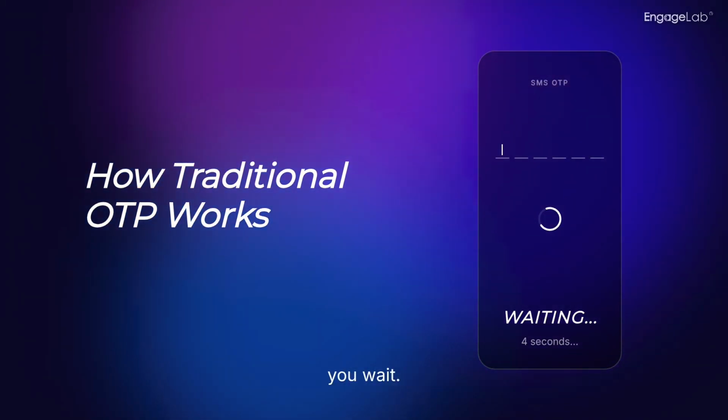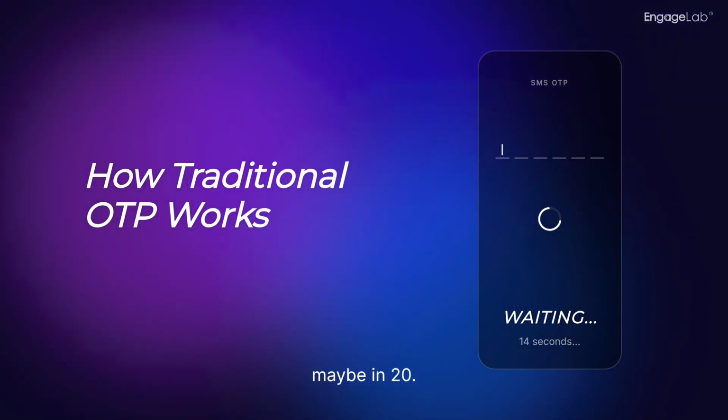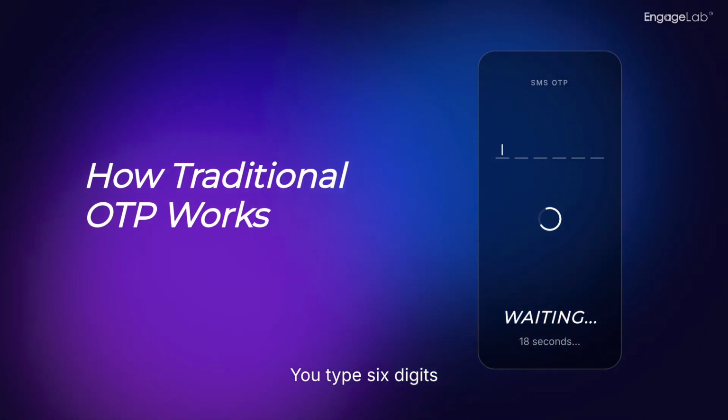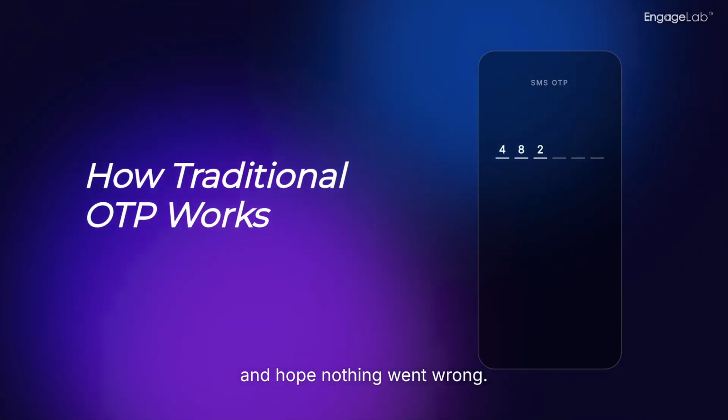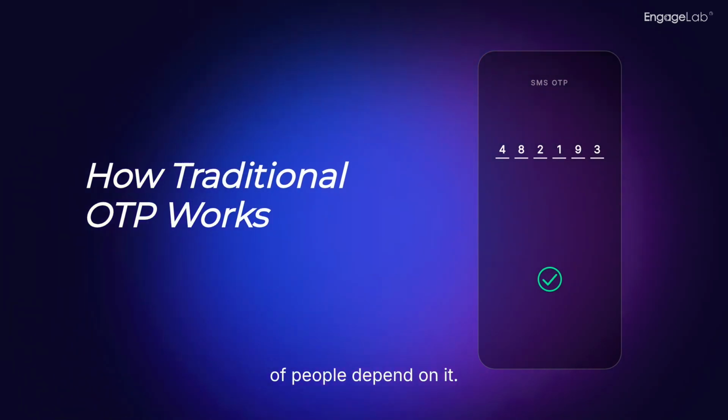Every time you log in, you wait. A text arrives, maybe in 2 seconds, maybe in 20. You type 6 digits and hope nothing went wrong. This is SMS OTP, and billions of people depend on it.